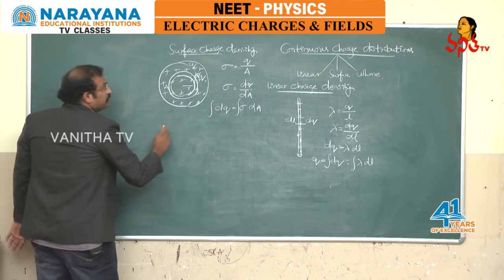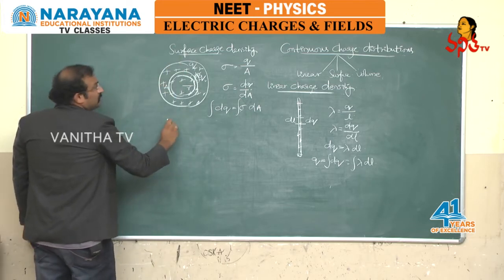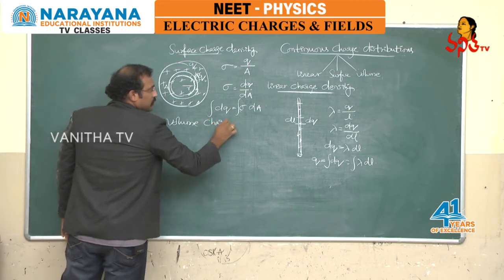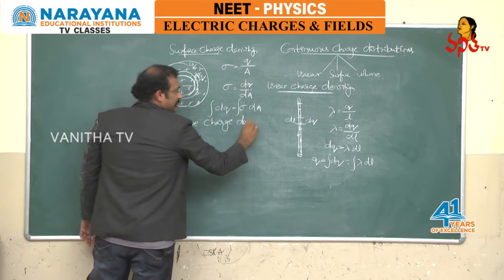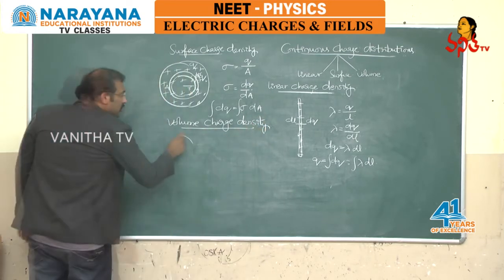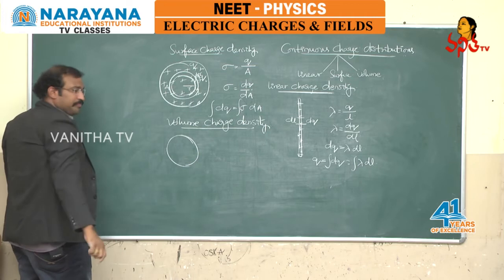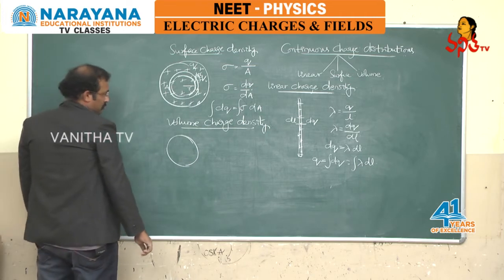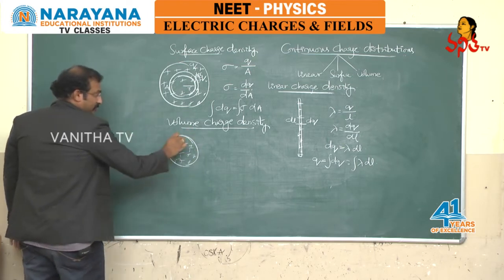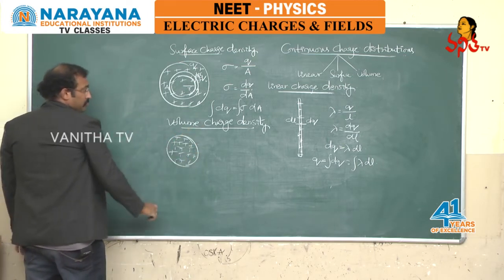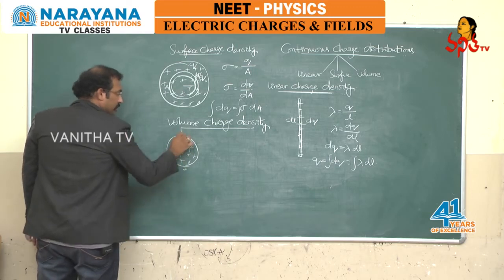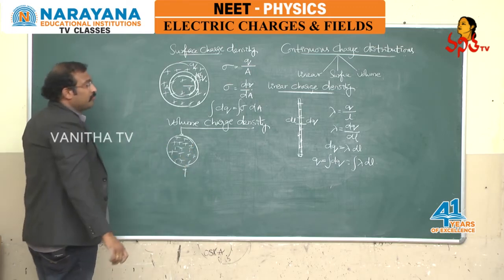We will see one more, the last one, the volume charge density. What is this volume charge density? Consider a body like a solid sphere. It is charged, or a solid cylinder. You can consider anything. This is a charged solid sphere.